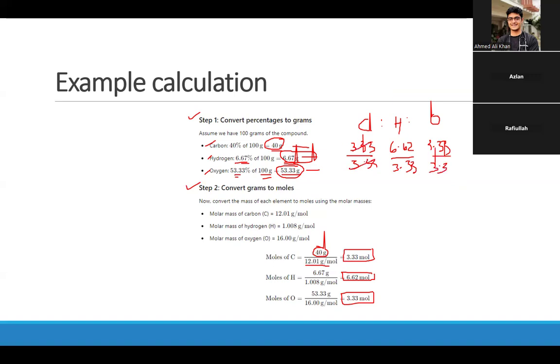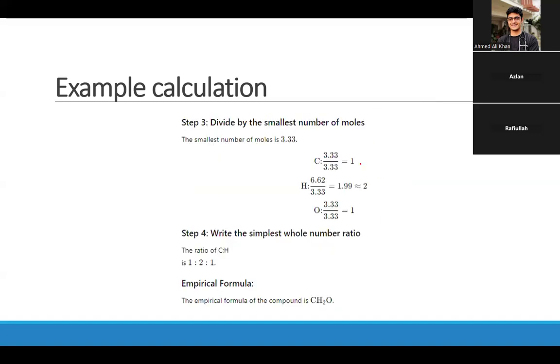And this cancels out. This gives you 1. This cancels out. This gives you 2. This cancels out, gives you 1 again. So you get 1, 2, and 1. So the ratio of carbon to hydrogen to oxygen is CH2O, and that gives you the empirical formula of CH2O. So this is how you calculate the empirical formula when you're given the percentage compositions. Hope you guys understand. And if you have any questions, please feel free to ask.